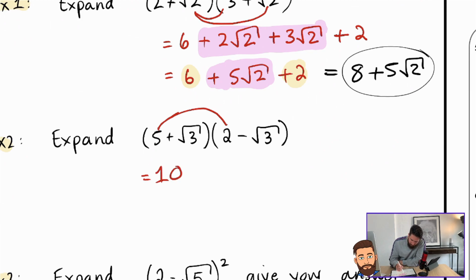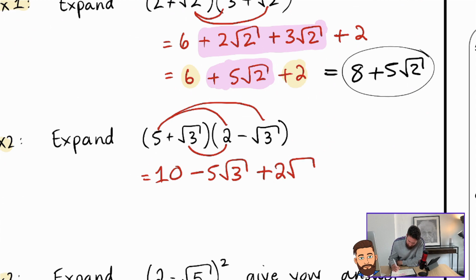And then 5 times minus root 3. Well, we have a positive and a negative, because that is a negative root 3. So a positive and a negative, a mixture makes a minus, and then 5 times root 3 would be 5 root 3. Now we're going to times root 3 and 2 together, which can be written as, they're both positive, so it's positive 2 root 3.